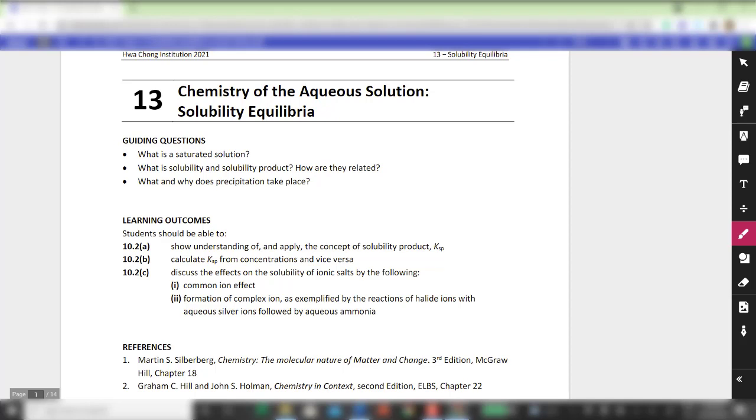So I think having a good understanding of solubility equilibrium allows you to explore some of these concepts a little bit better. You will be able to have a clearer understanding, a clearer picture.